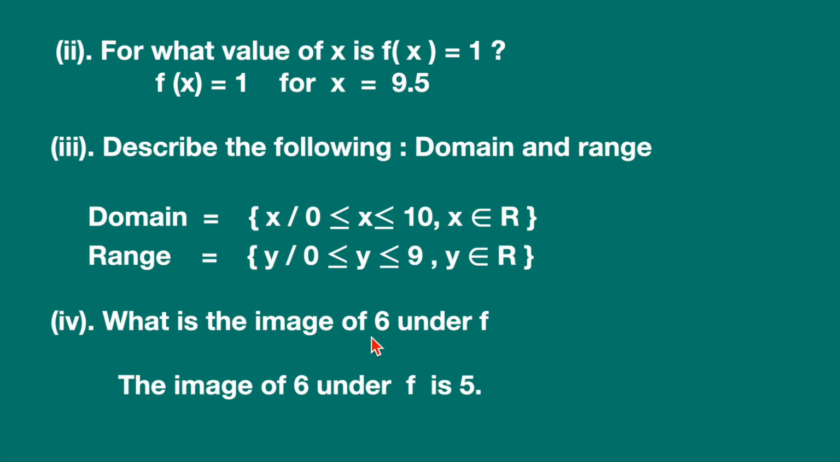What is the image of 6 under f? The image of 6 under f is 5. That means this value of x is 6, and if you see, the value of f of 6 will be 5.